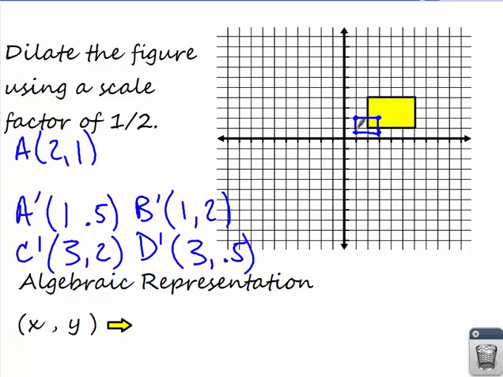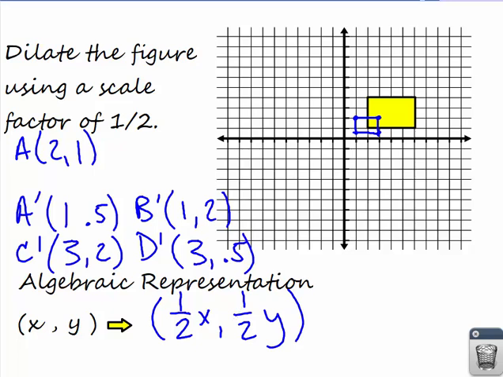So in this one, if we look at the algebraic representation, what did we do to the x and the y values of the original coordinates? I divided them by 2, or I multiplied by 1/2. So you'd have a 1/2 x and a 1/2 y. And that's how we end up with scale factor, and we end up with dilations. Dilation is the only one where we're going to be multiplying a coordinate by a number. And that's how you can recognize it in a problem. Okay, that's how we recognize it.